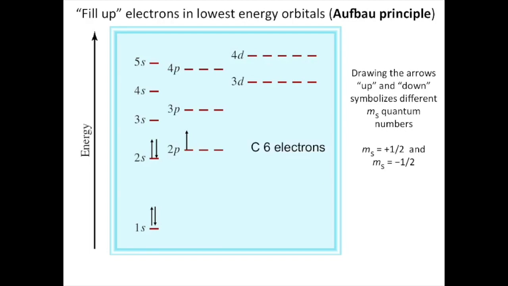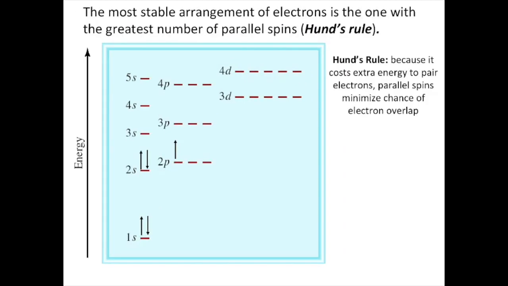Alright, now when we go to carbon with 6 electrons, we have a question. Do we pair them first, or do we put the electron over to the right? And this is actually an interesting physical question. Do the electrons prefer to pair, or do they prefer to spread out across the orbital? And so this brings us to Hund's rule. So the most stable arrangement of electrons is the one with the greatest number of parallel spins.